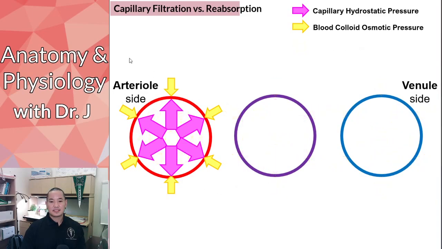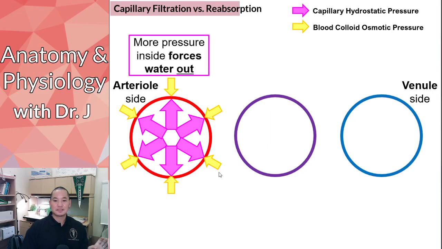So let's look at the arterial side. Which arrows are bigger, the CHP or the BCOP? Or which are in this image right here? Which arrows are bigger, the purple ones or the yellow ones? Who's going to win out? Purple or yellow? Yeah, so CHP, the purple ones, are going to win out. So this is why on the arterial side, you're going to have more pressure from the inside, forcing water out. So you get more water being filtered out from the arterial side.